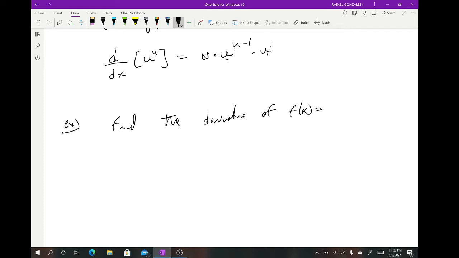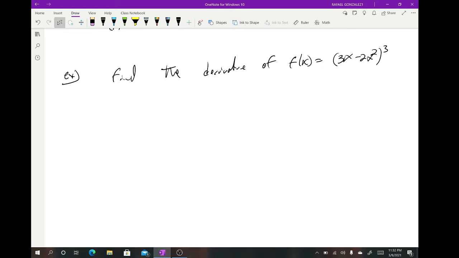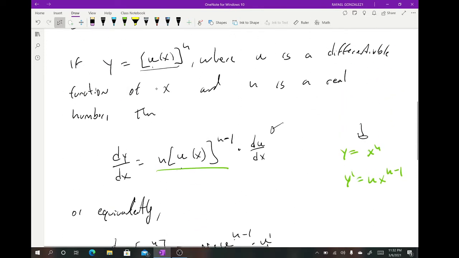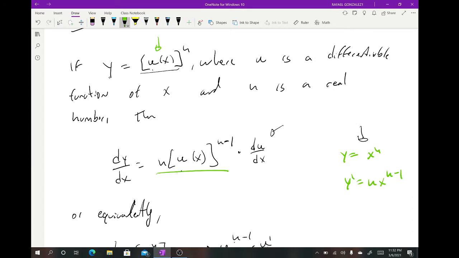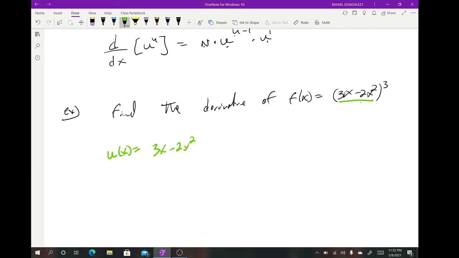f of x is equal to (3x minus 2x squared) cubed. Okay, so if we notice here, our u of x is equal to the inside piece. It's equal to 3x minus 2x squared. And we can see this because from the rule, that's what we have: y equals u of x to the power n. So here, the green piece is the u of x, and the power is 3.